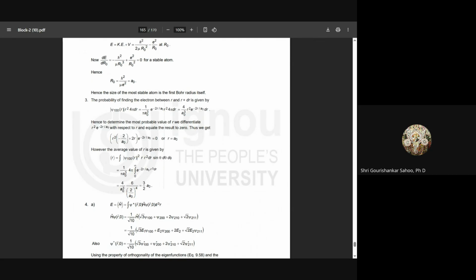So the most probable value of r and the average value we can evaluate. The most probable value will be a0 and the average value will be 3/2 a0, as shown on the screen. You can have a look, and if you have any doubt, you can ask.